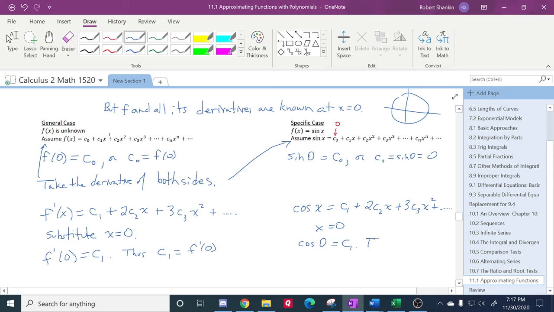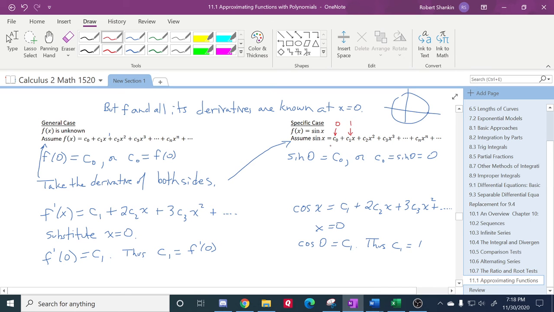Thus, C1, what is the cosine of 0? Cosine of 0 is, here's the 0 degree angle, or 0 radian angle, and the cosine is the x coordinate, which is 1. C1 is 1. This thing is 1.